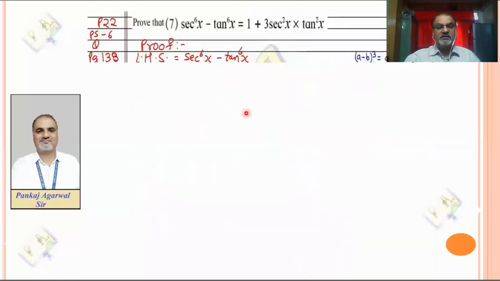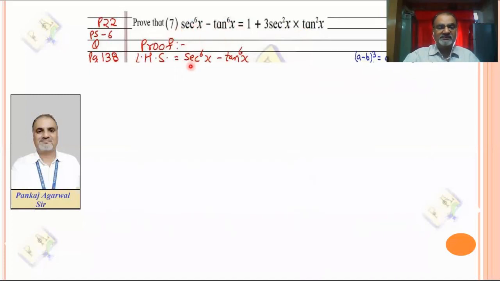Let's begin with P22. We'll say prove that sec raised to 6 x minus tan raised to 6 x equals 1 plus 3 sec square x into tan square x. Now here the left hand side is with power 6 and the right hand side is much simpler. So we'll start with the left hand side, which is more difficult.